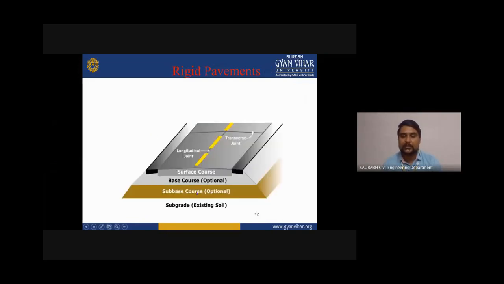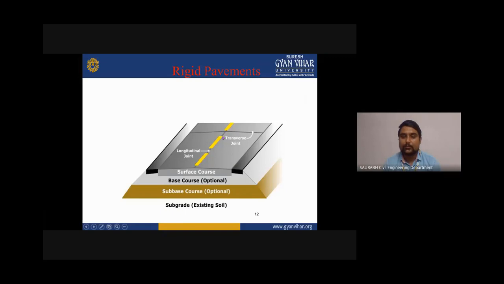Now you can see this is the cross section of a rigid pavement. At the bottom there will be subgrade, which will be existing soil, and the sub base course, which is optional in the rigid pavement. It may also be made of aggregate. There is also a base course, which is also optional. And this is your surface course, which is made of concrete, and this is your surfacing, as you can see here.